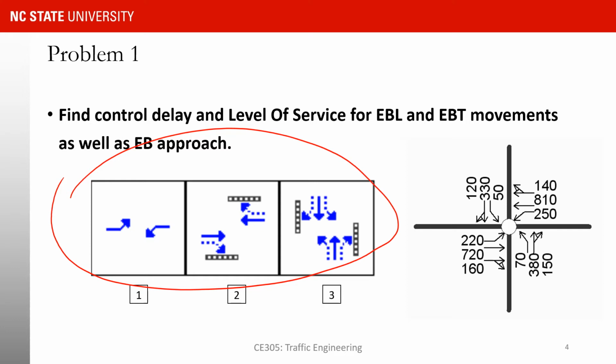Always in the order, the first number is going to be left turn, then through traffic, and then right turn. So here I have this order for each of these numbers: left turn, through, right, left turn, through, right. So find control delay and level of service for eastbound left and eastbound through movement.